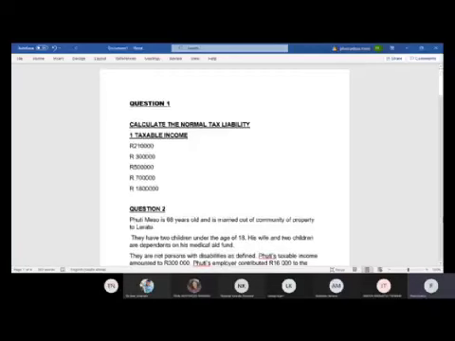Right, let's start with question 1, where you need to calculate your normal tax liability. These are the questions that are likely to come up in the multiple choice questions, whether in your assignment or in your exam. They're highly likely to come up in your exam. So if you're given this and you're given 4 different answers, they give you the taxable income and they want you to calculate the normal tax liability based on the amount given as your taxable income.